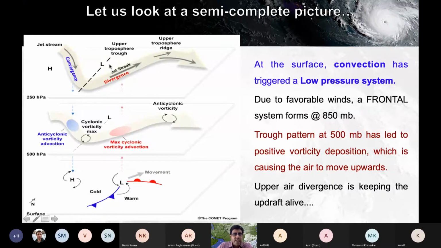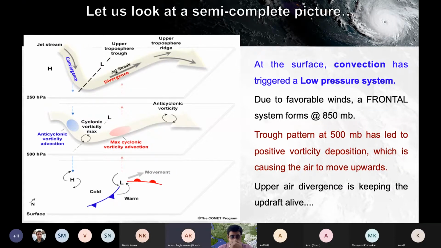Whereas at 250 millibar the winds go and just move out into the free atmosphere, because that is where the troposphere ends. 250 millibar is where the troposphere kind of ends. Okay, so whatever you are seeing here is vorticity, but whatever you're seeing here is divergence. Divergence means the winds come and they just move out.